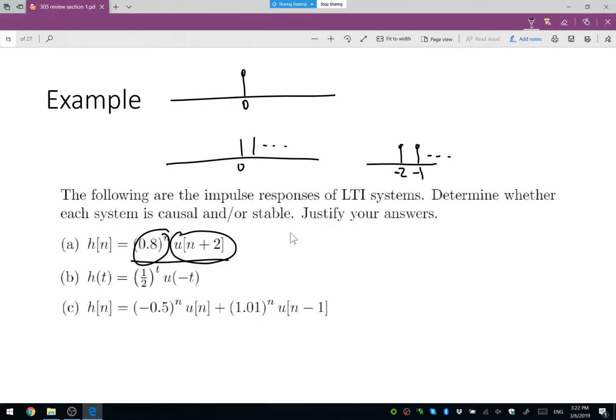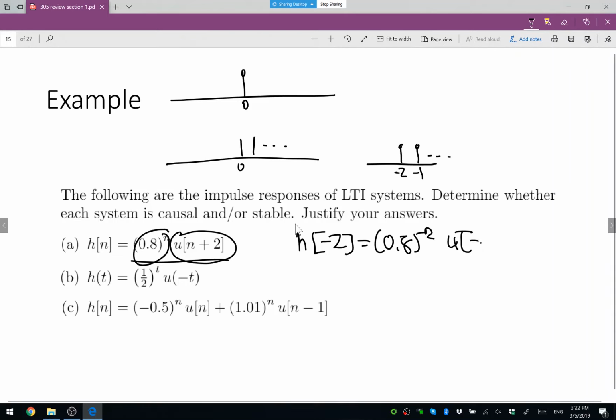As we see, if before 0 there's any output, this system is not causal. Since -2 is not 0, it is not causal. You can use a counterexample here. For h[-2], this part 0.8^(-2) is not 0, and n is -2. So here is u[-2+2], and this is 0.8^(-2) times 1, which is not 0, so it is not causal.